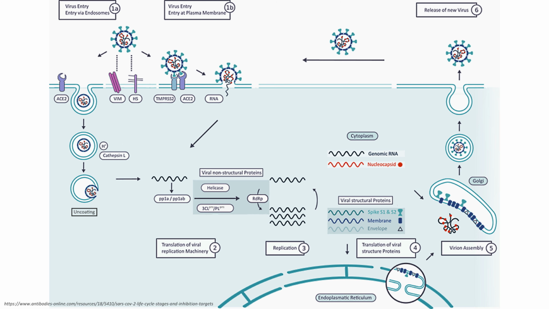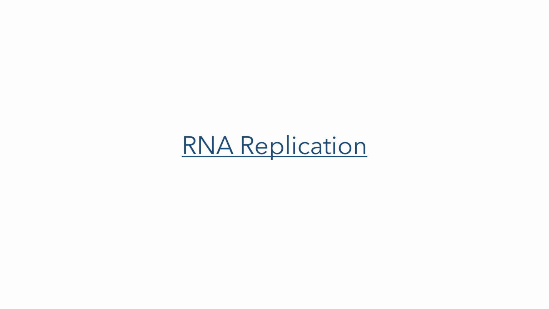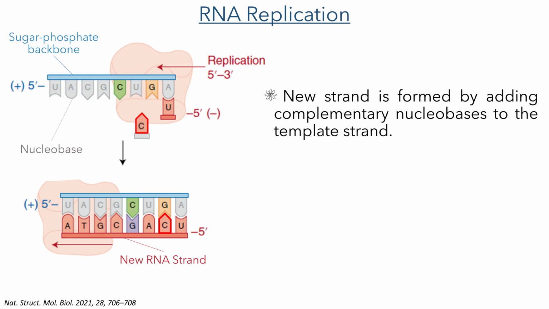In order to fight the virus, it is necessary to design a drug that can interfere with one of these steps. Drugs such as Paxlovid, which I've covered in another video, combat the virus by inhibiting the translation of viral replication machinery by inhibiting the 3CL protease. Molnupiravir, however, attacks the replication stage by inhibiting the RNA-dependent RNA polymerase, known as RdRp. So let's take a closer look at this RNA replication.